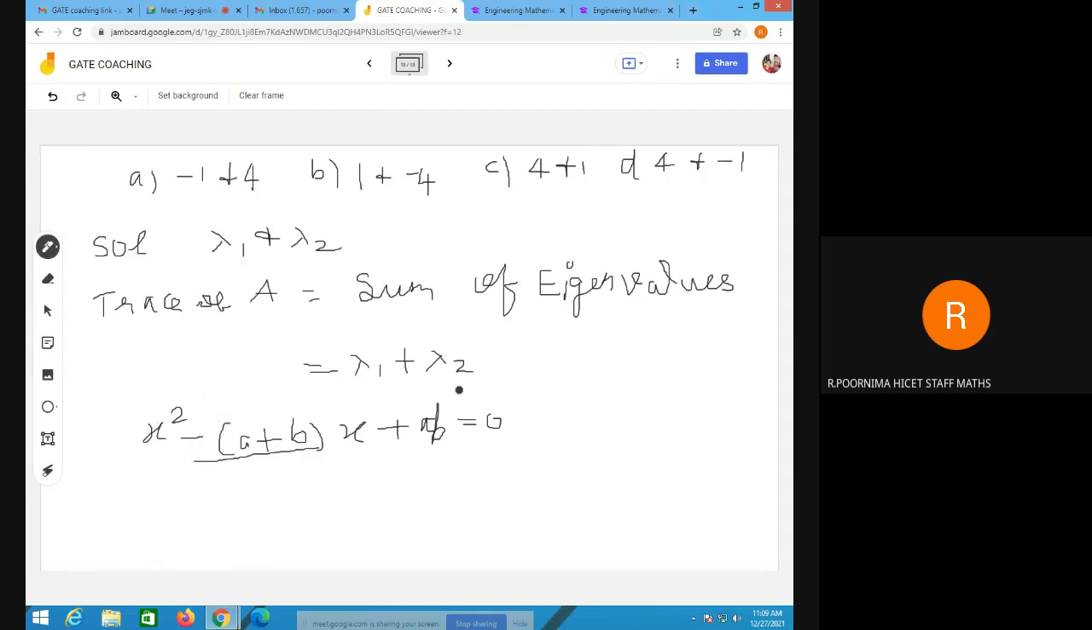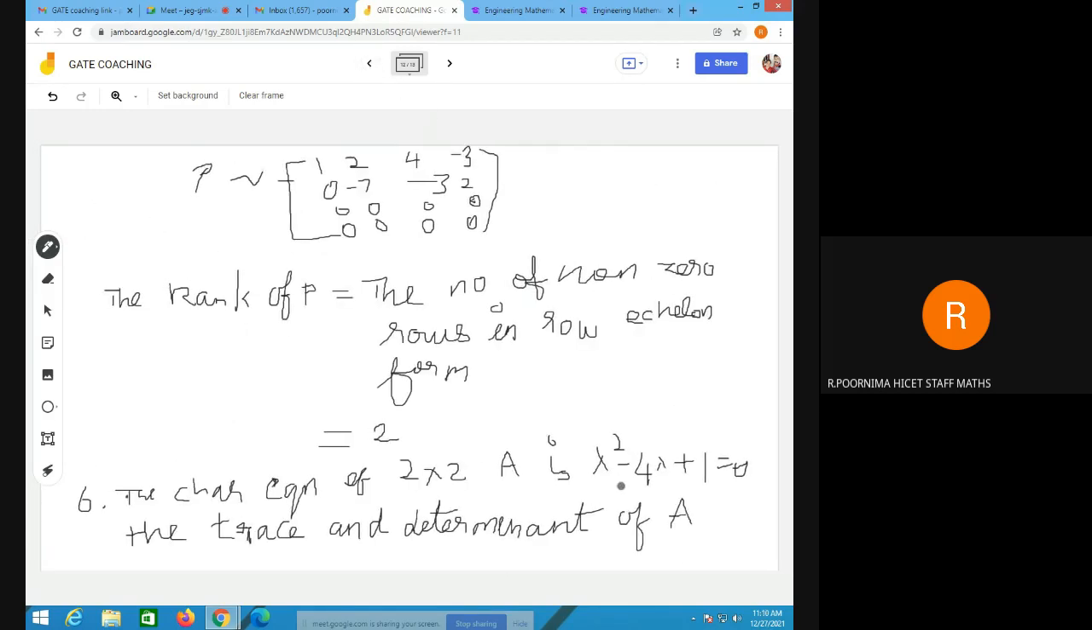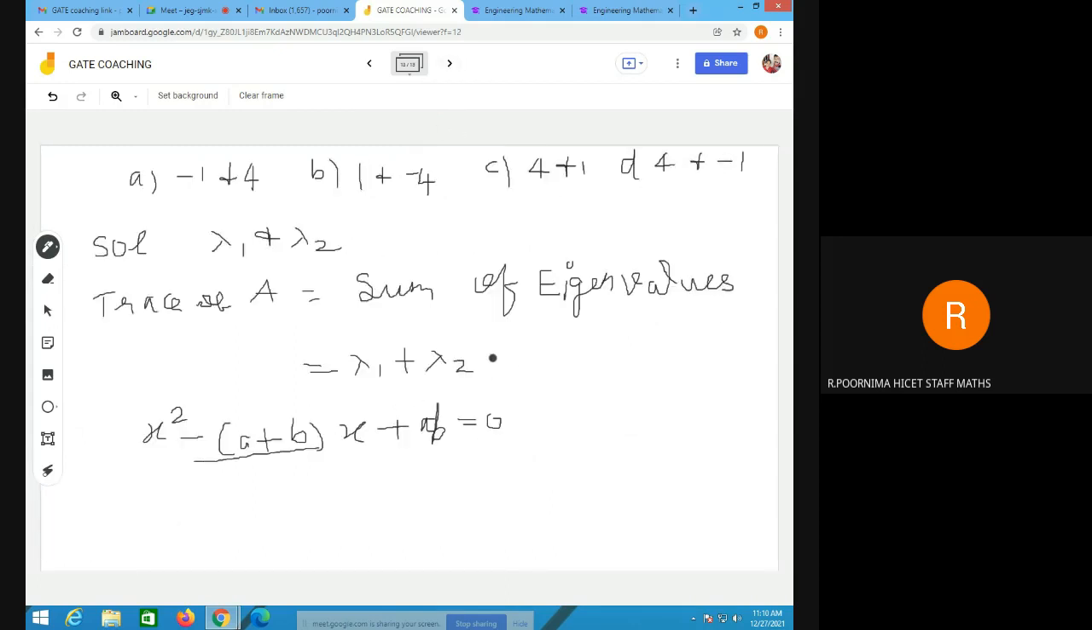So for lambda 1 plus lambda 2, you can see the characteristic equation: lambda square minus 4 lambda plus 1. Here minus 4 is given, so minus of minus 4 is the sum of eigenvalues. So lambda 1 plus lambda 2 can be written as minus of minus 4, because of this negative sign in the formula. So the answer is plus 4. So the trace of A is plus 4.